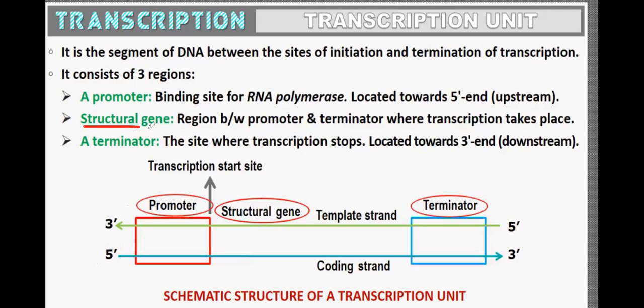Second is the structural gene, the region between promoter and terminator. This is the promoter and this is the terminator. The region between this promoter and terminator, that is called what? Structural gene. A terminator is the site where transcription stops.